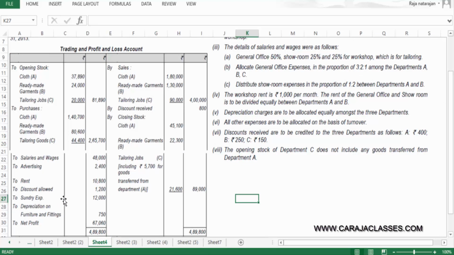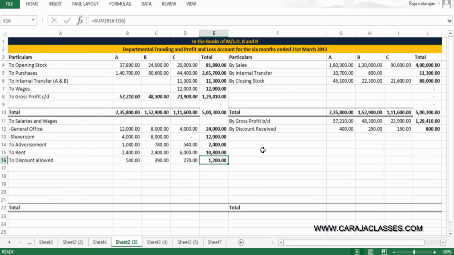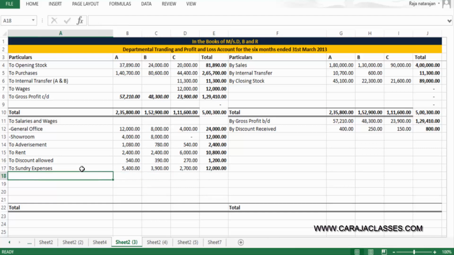Then next item, we have sundry expenses. So if the specific allocation is not available, you have to go by turnover basis, right? Fine. So sundry expenses is 12,000. So this 12,000 I have to allocate on the basis of sales. So this is 1200, for which these are all the numbers. So I'm just going to add another 0. So I get 5,400, 3,900 and 2,700. Simple. So to sundry expenses, it's going to be 5,400, 3,900 and 2,700. So I get 12,000. So that is also taken care.